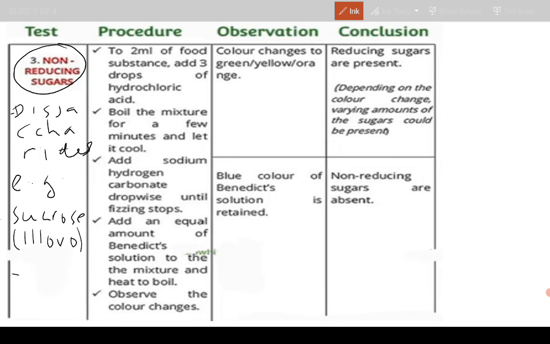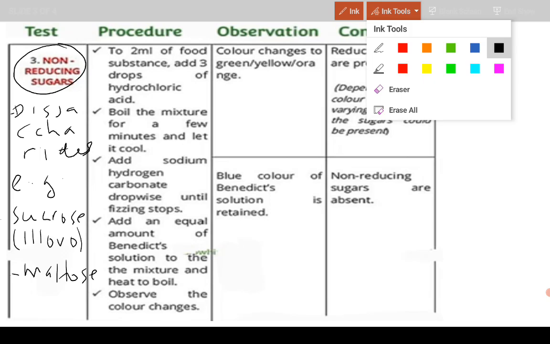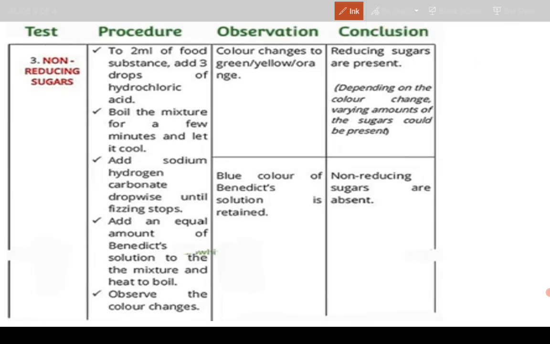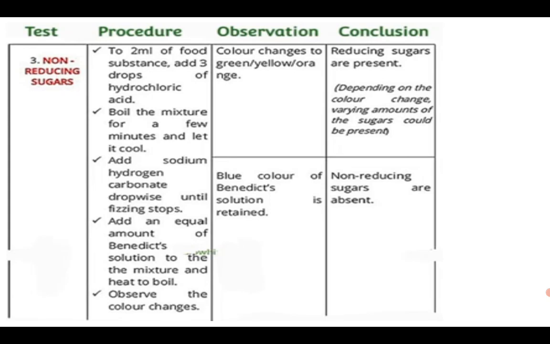Another one is maltose, or malt sugar sometimes. This is sugar that comes from germinating seeds, like maize seeds that are germinating. They contain a sugar called maltose. All right, so we can carry out a test to show that a given food sample contains non-reducing sugar, in other words, contains either sucrose or maltose. The procedure is not such a complicated one.